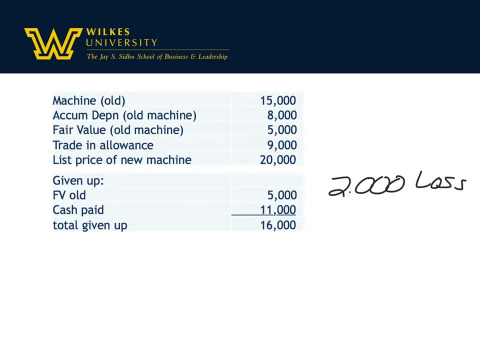So we're going to start things off with just some general ideas. Before we put numbers to the place, we know that we've got to record the $2,000 loss, and we know the value of the new machine has got to be the fair value given up because it's pretty identifiable of $16,000. So now we're going to put that into our journal entry.